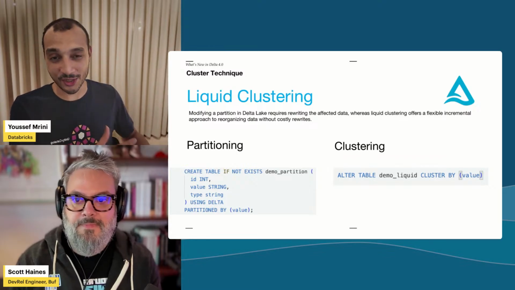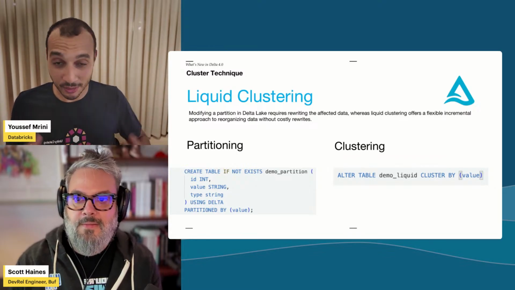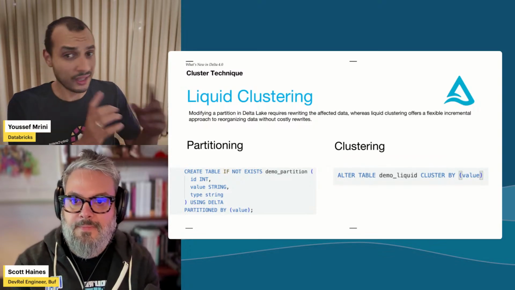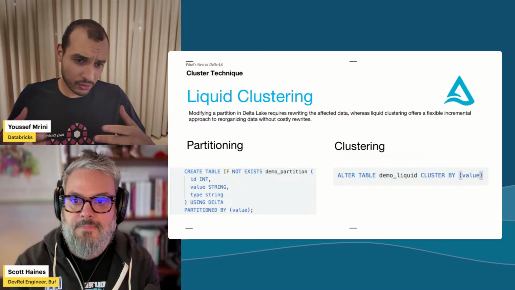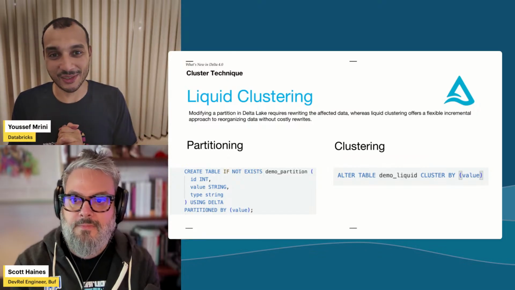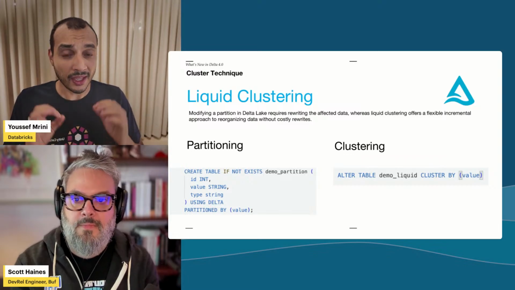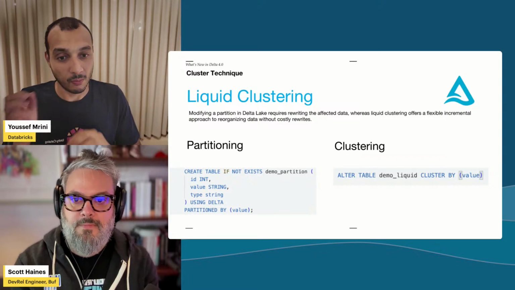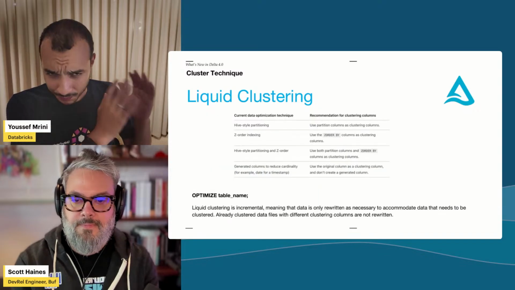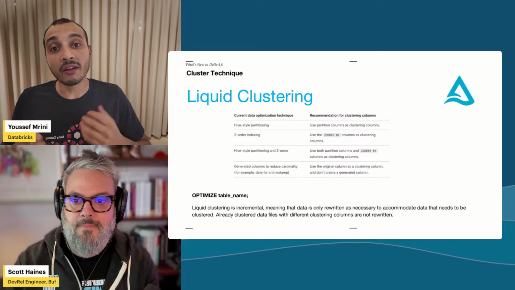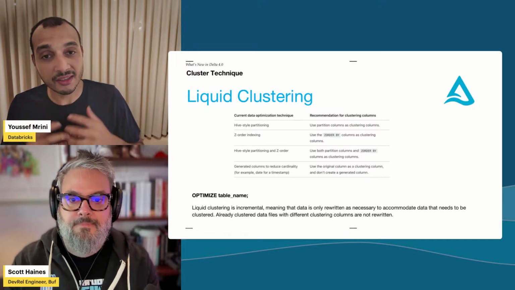While for the clustering, you just need to alter the table, as you can see, alter table, and then cluster by, and you specify the new value. Of course, you can go up to 4 clustering keys or columns. And this is very efficient. Why? Because when you run the optimize, it will run only on incremental data. And this is very important.